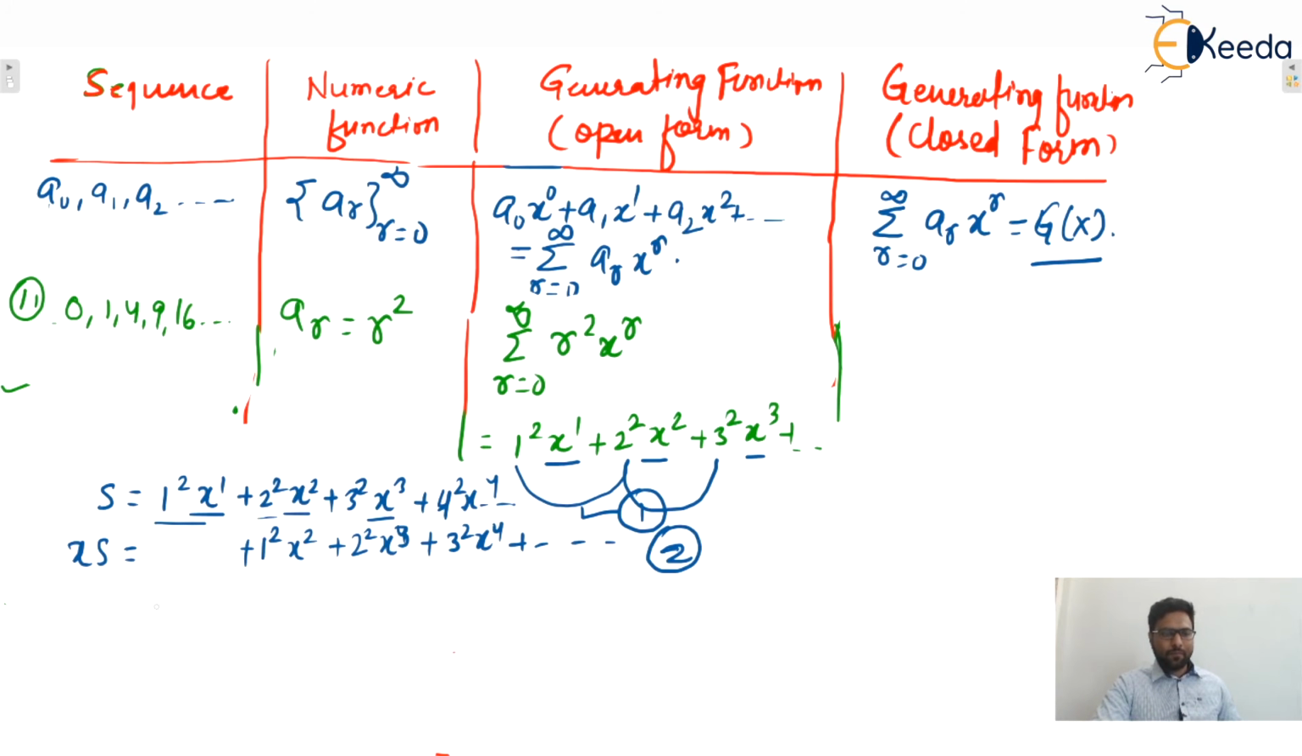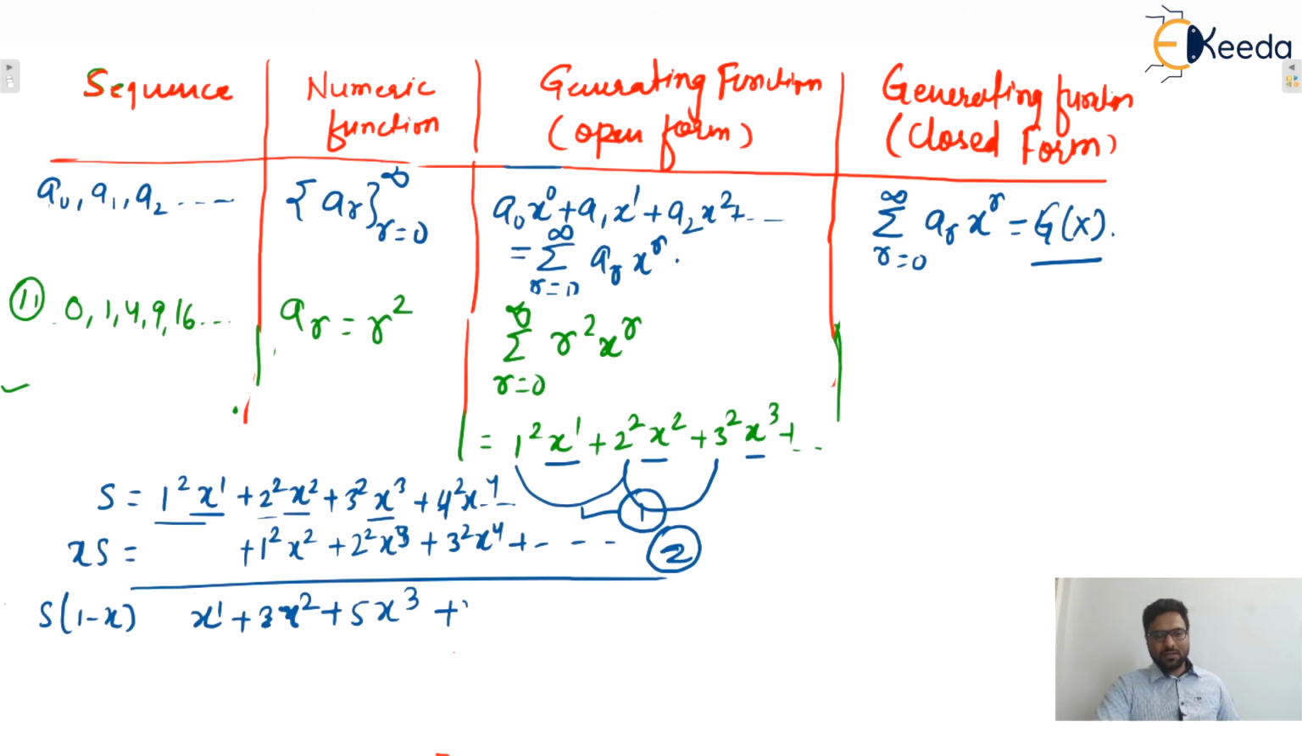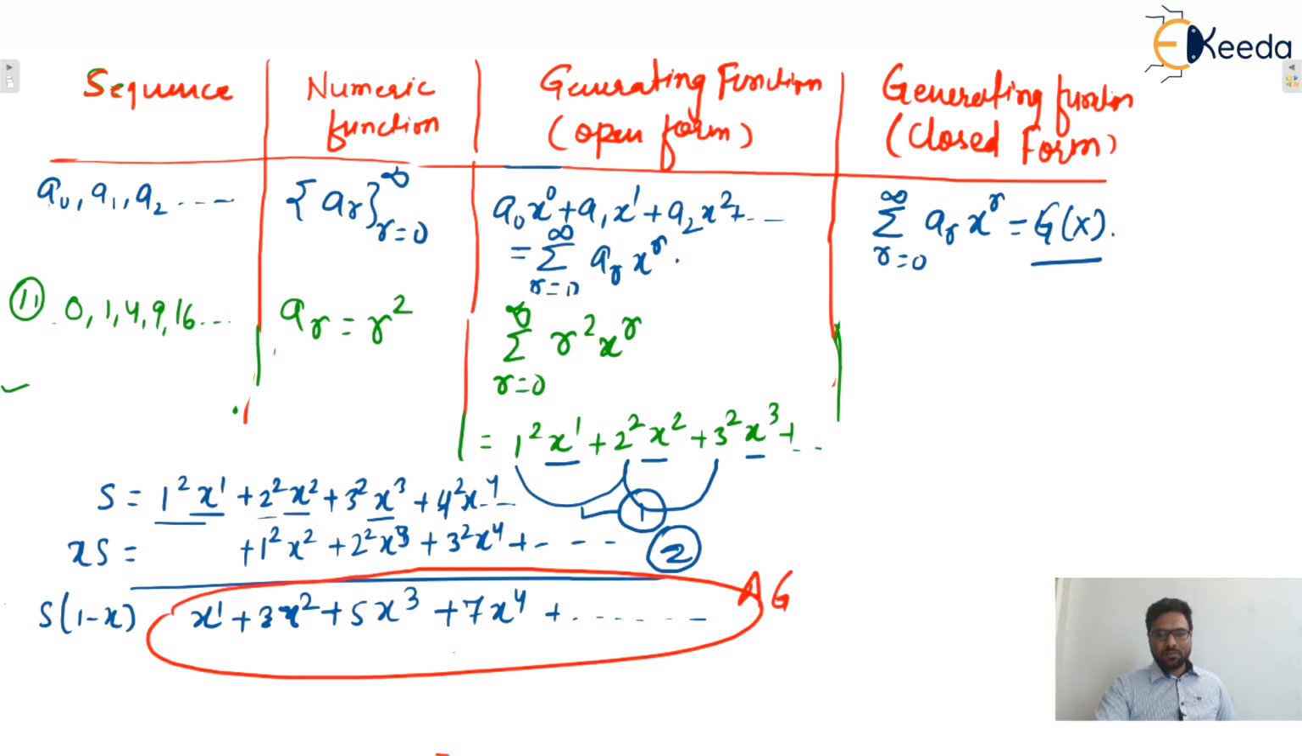Now subtract these. After subtracting, this becomes s into 1 minus x equals x power 1 plus 3x square plus 5x cube plus 7x power 4 up to infinity. Yes or no? I hope this one is clear to everyone. Now you only tell me, this equation becomes what? An AGP series. Yes or no? This becomes an AGP series. Now apply this method again one more time.